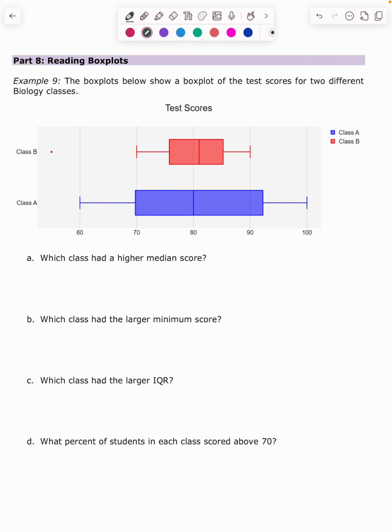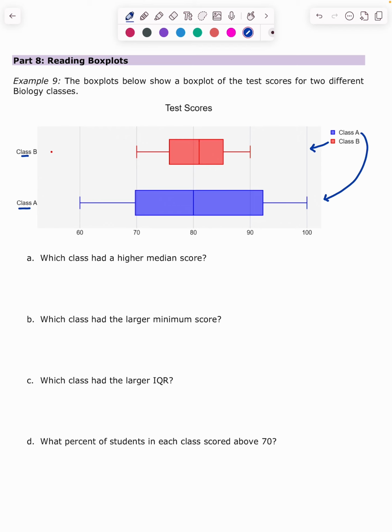Now we're going to go through an example of reading box plots, specifically side-by-side box plots. So these box plots show the test scores for two different biology classes and the students in those classes. Class A on this box plot is actually the lower class, and class B is the class above, and they're also labeled over here.